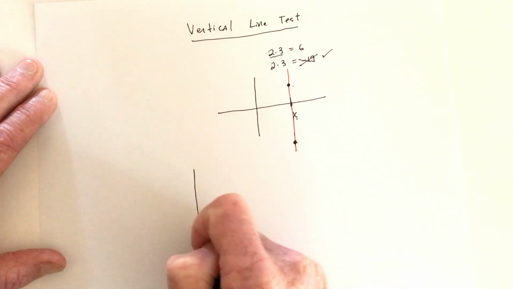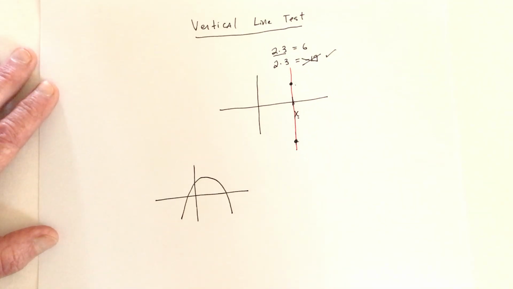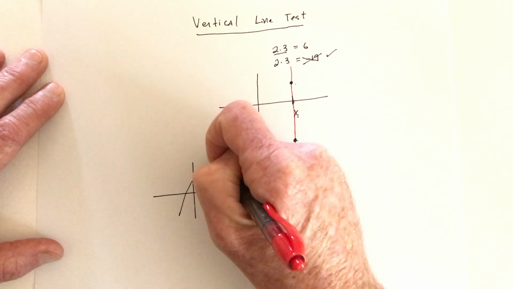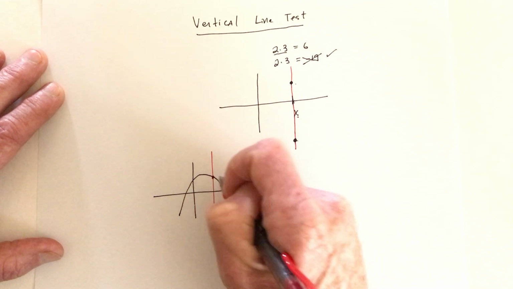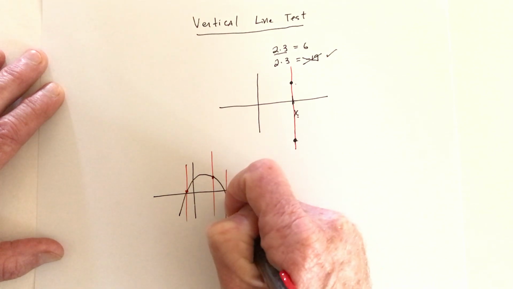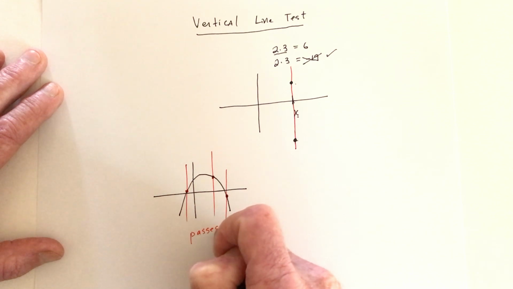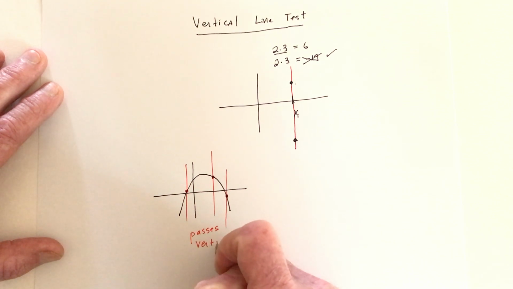So just real quick, what about a parabola? If I make an upside down parabola, anytime you make a vertical line, it only hits once. Draw a vertical line, it only hits once. Draw a vertical line, it only hits once. So this passes the vertical line test.